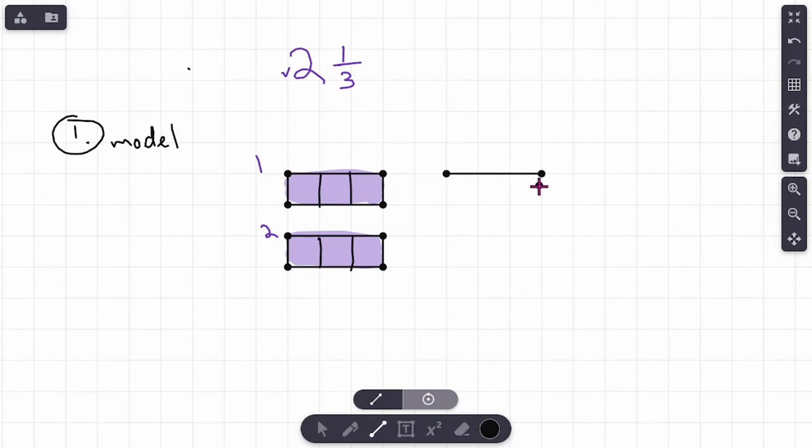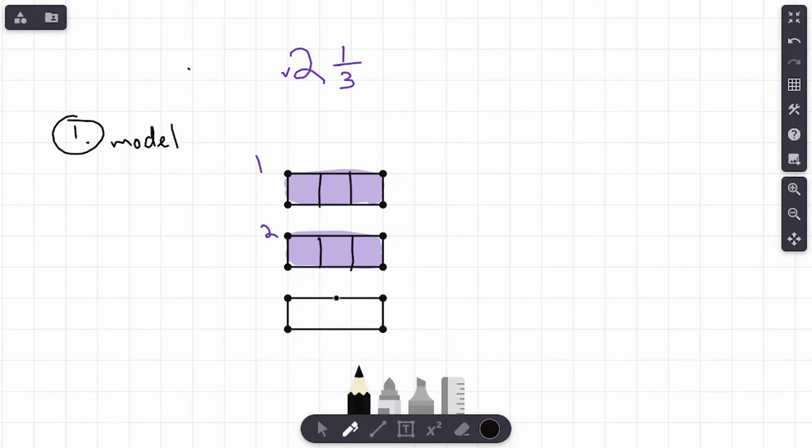I'm actually going to draw it underneath here since that's what we were doing before. So same thing, we're drawing another model. It needs to be a third colored in because that's what our fraction tells us. So let's shade in a third. And there's a third. I'll even write it over here. There's 1 whole, 2 wholes, and there's a third. If you add all of that up, what do you get? You get 2 1/3. Okay?